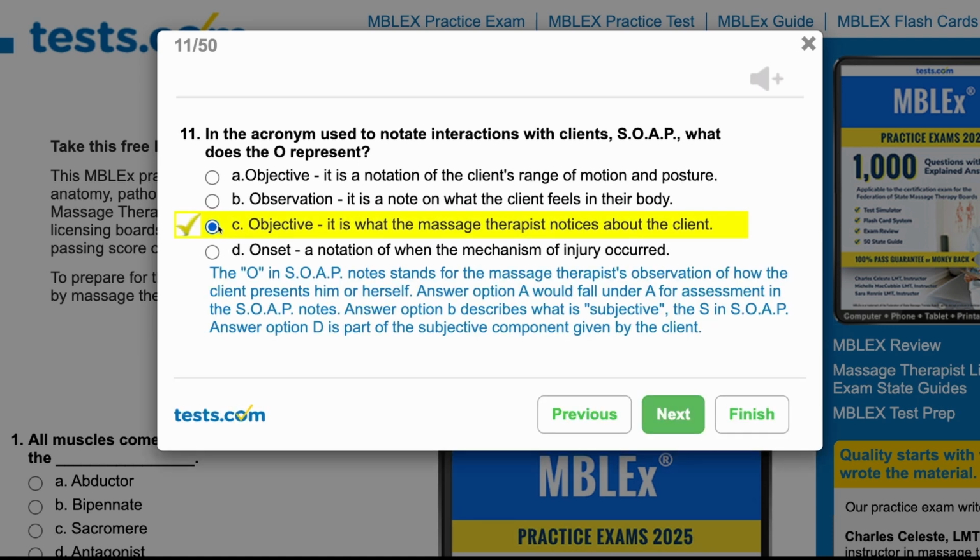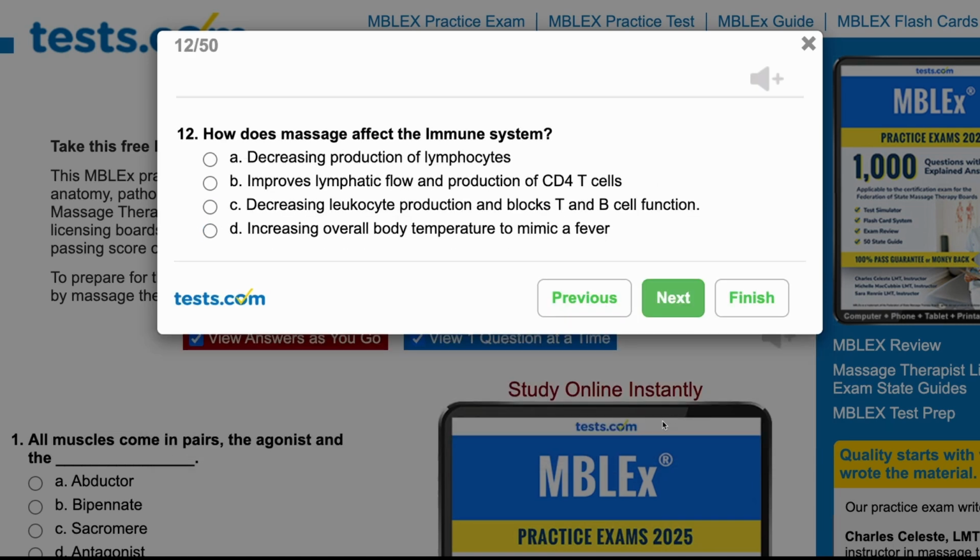C. Objective. The O in SOAP notes stands for the massage therapist's observation of how the client presents him or herself. Answer option A would fall under A for assessment in the SOAP notes. Answer option B describes what is subjective, the S in SOAP. Answer option D is part of the subjective component given by the client.